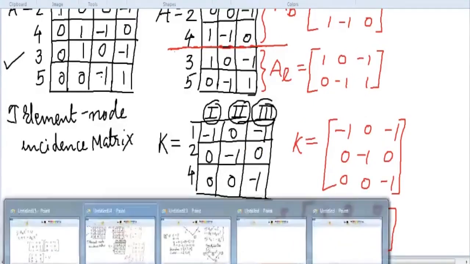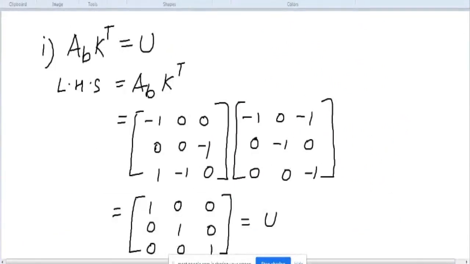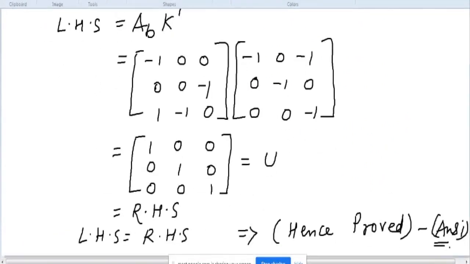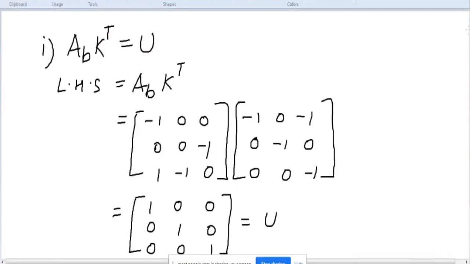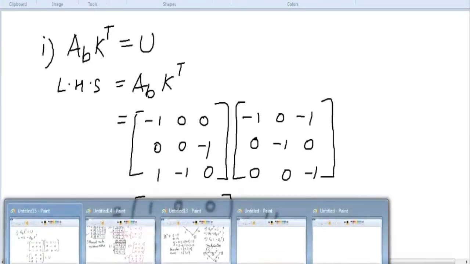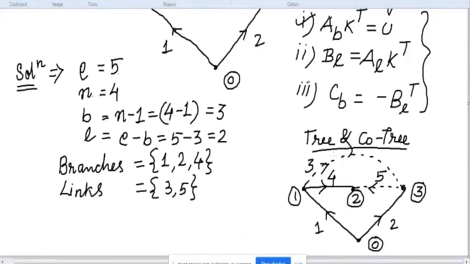Once we have obtained K, it's easy for us to obtain K transpose, and in this way we have proved our first identity, that is AB into K transpose is equal to U. So far we have done all these things in the previous lecture. Now we are going to proceed ahead and solve the second identity.